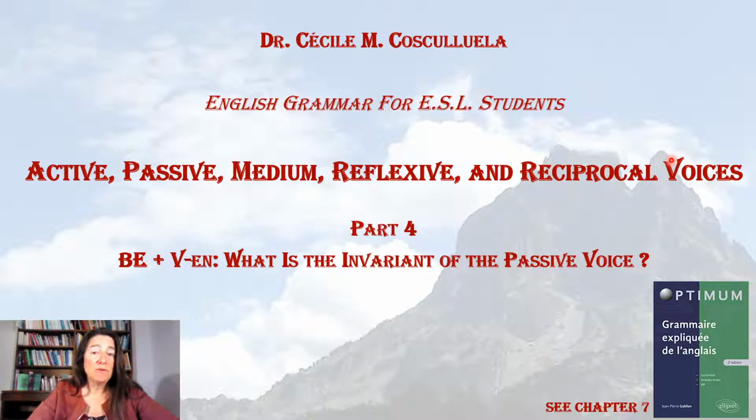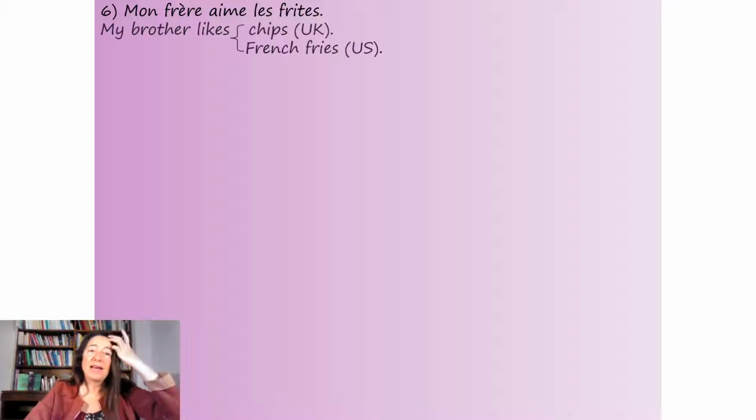are to be found in Jean-Pierre Gabilan's grammar book, Grammaire expliquée de l'anglais, in chapter 7. So the first example, mon frère aime les frites. What would that be in English? My brother likes fries. Is this a passive voice sentence or an active voice sentence? Well, obviously it's an active voice sentence. And what's the passive voice? What's the corresponding passive voice? It would be tempting to ask.